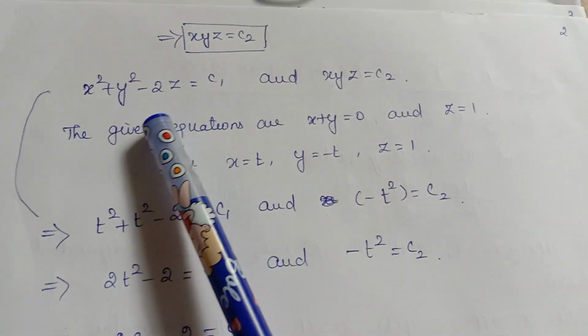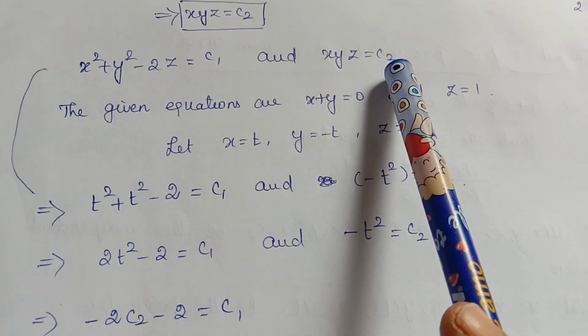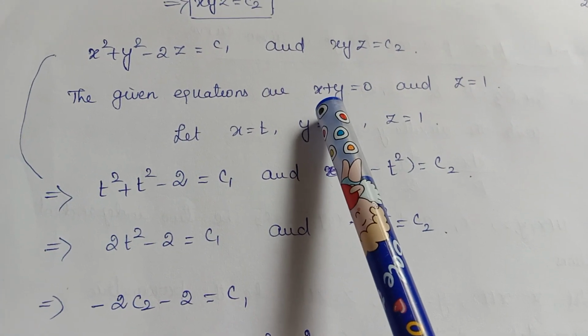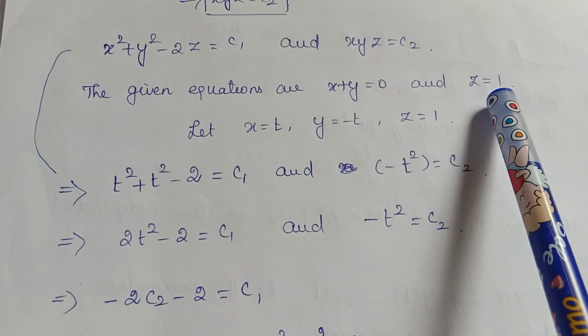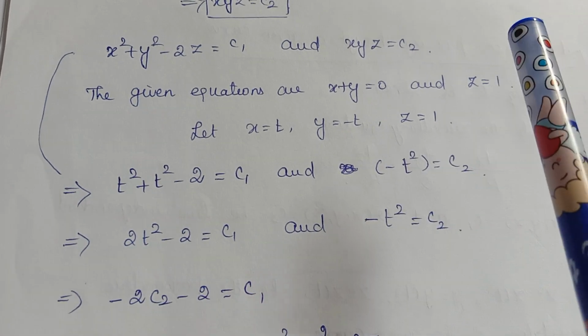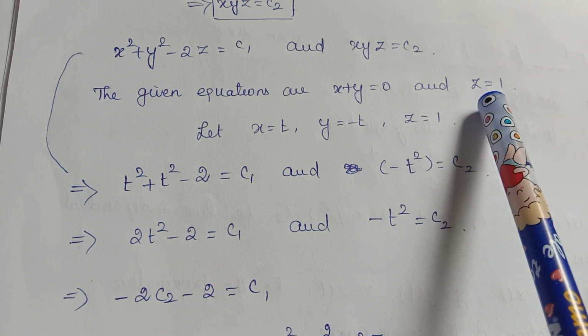So two solutions we have obtained. One is x square plus y square minus 2z equal to c1, and xyz equal to c2. What is the given curve? The given curve is x plus y equal to 0 and z equal to 1. This is the equation of a straight line. Now after obtaining this solution, we have to eliminate c1 and c2 using these two equations.